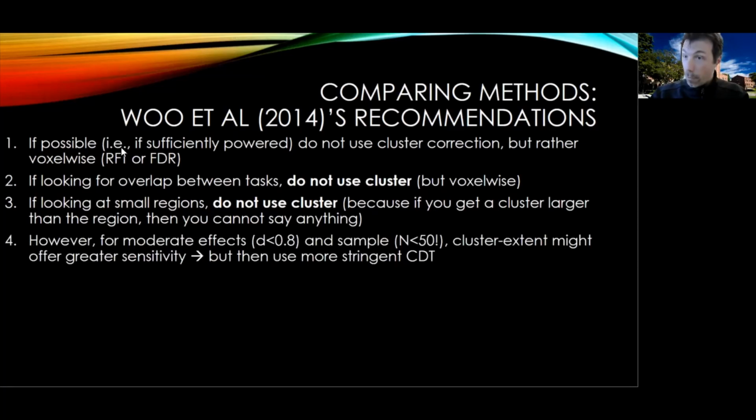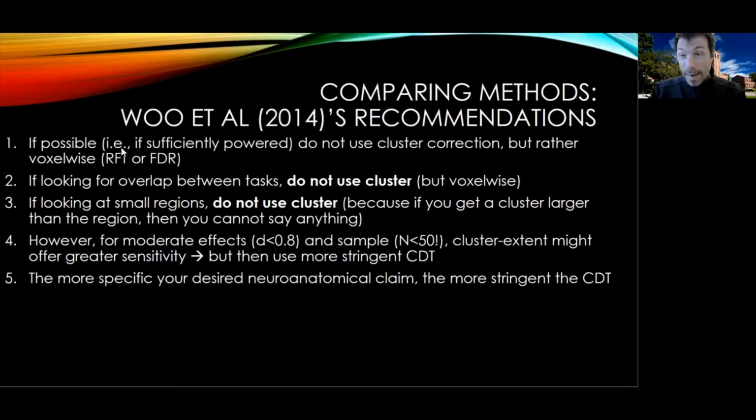However, if you do have effects of moderate size and a fairly good sample, they say 50, but I don't know if it necessarily needs to be that high, then cluster extent thresholding might offer great sensitivity. However, if you do it, you have to use a stringent CDT. You cannot use 2.3 as a cluster defining threshold. Their data suggest that you should use either 2.7, which is 0.005, or higher. Even though they sell their data as implying that you have to use 0.001, which would be 3.1.